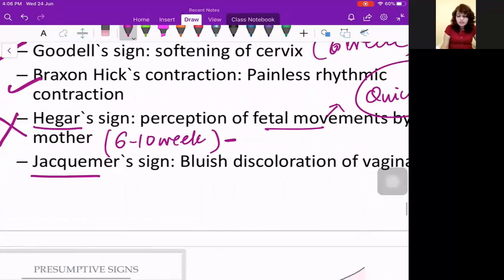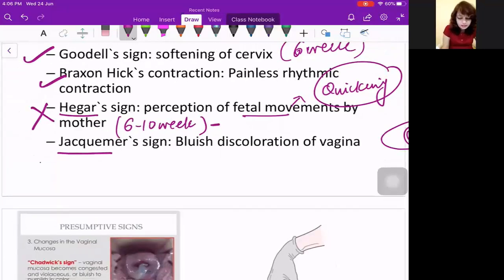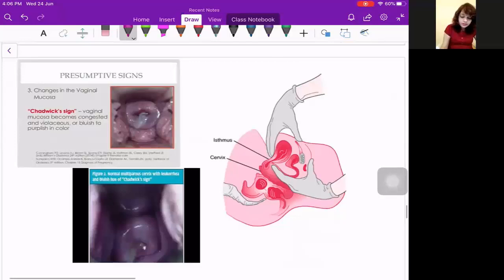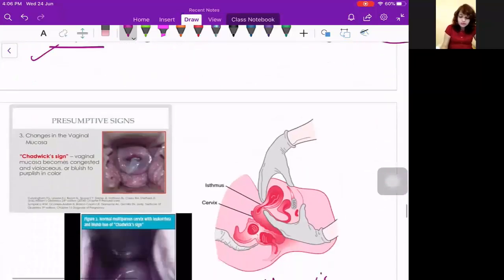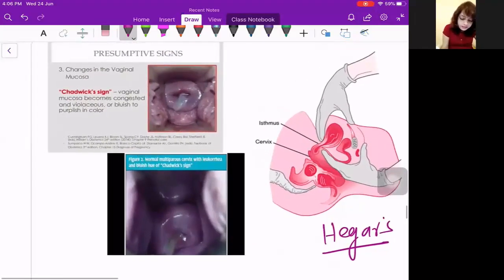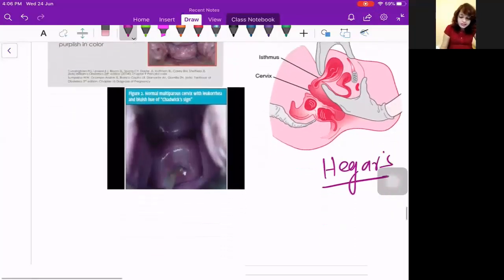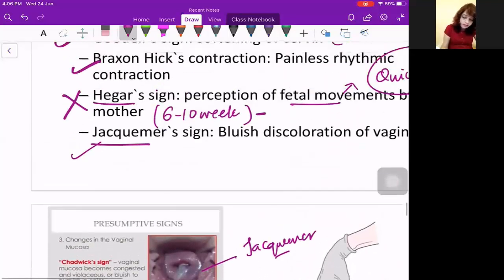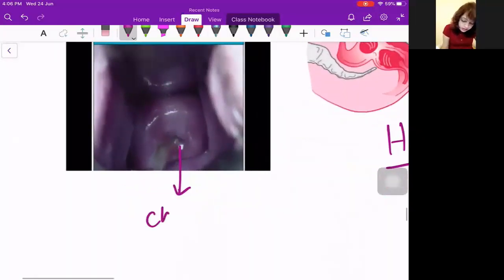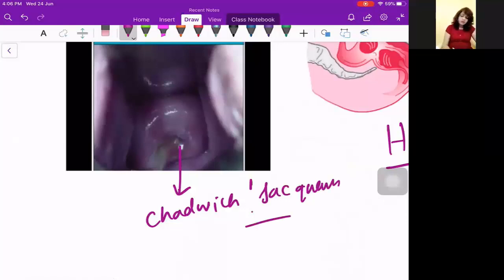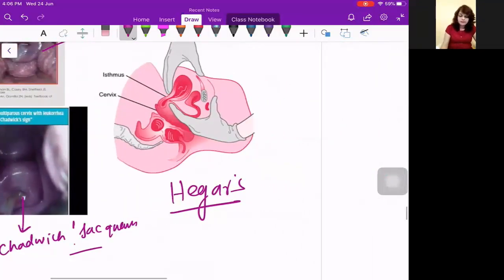Chadwick or Jacquemier sign, bluish coloration of vagina, is again correct. So this is what Hegar's sign is, and what they have written, perception of fetal movement, is wrong. This is Chadwick's sign or Jacquemier sign, where the cervix feels congested and soft. This is bluish coloration. You can see in this also, this is Chadwick or Jacquemier sign. So Hegar's sign is this. Next.